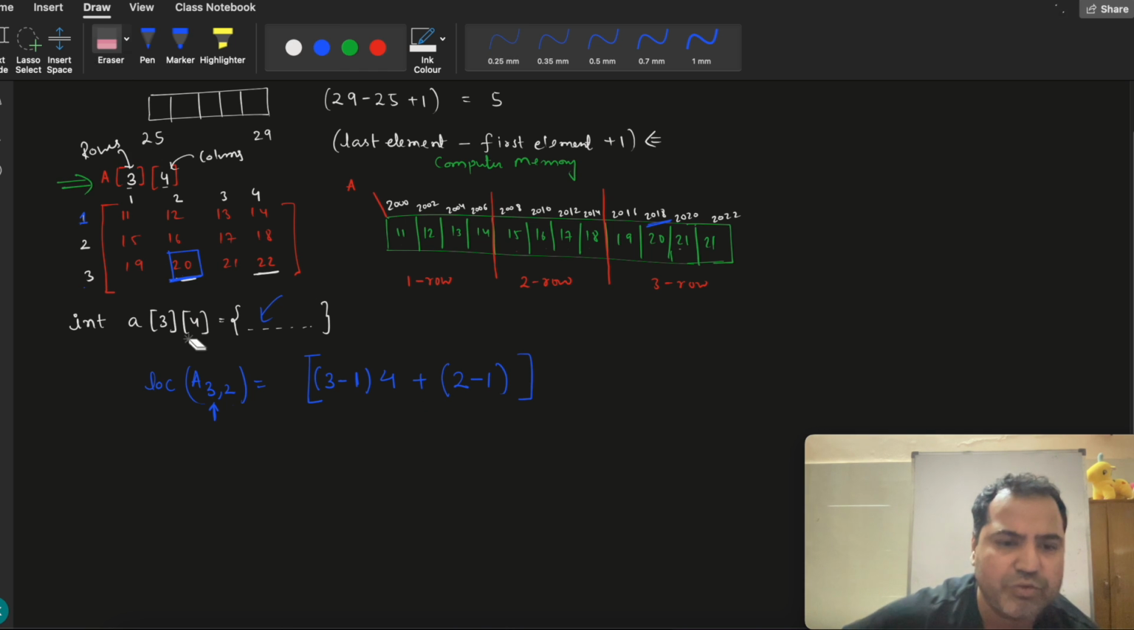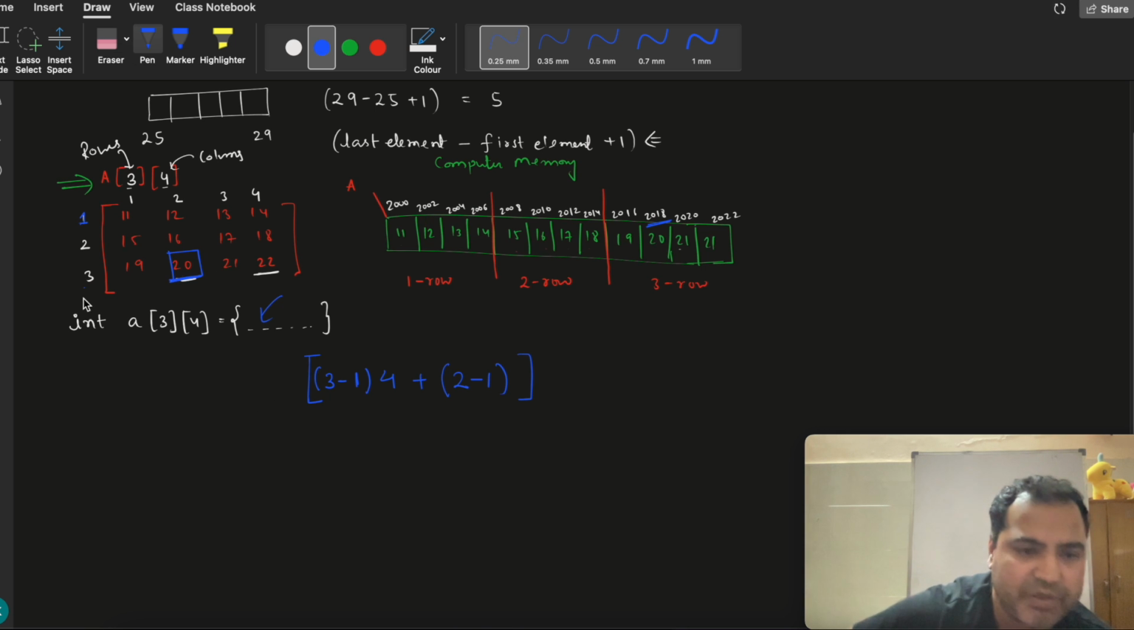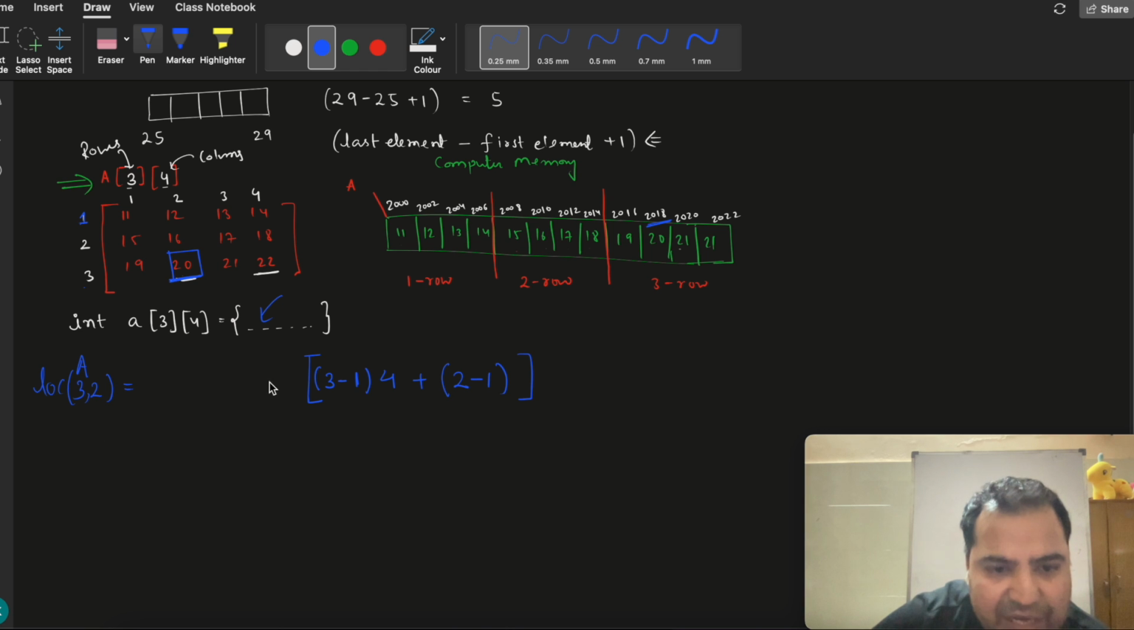I will take one or two more examples, right? So I will write it a bit on the left side. So the location of the 3 comma 2 element in a 2D array. Then I have to write the base address. Say that is 2000.